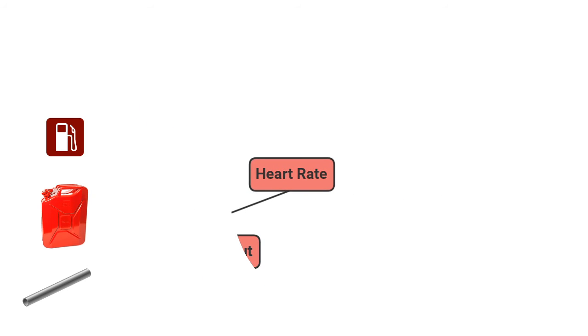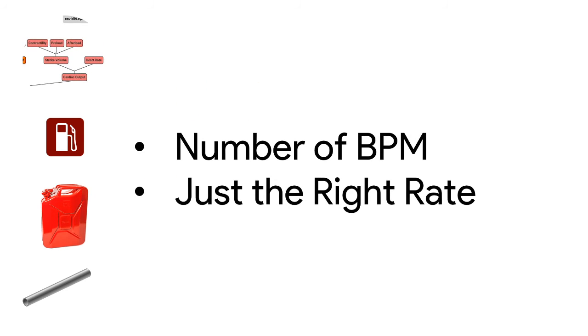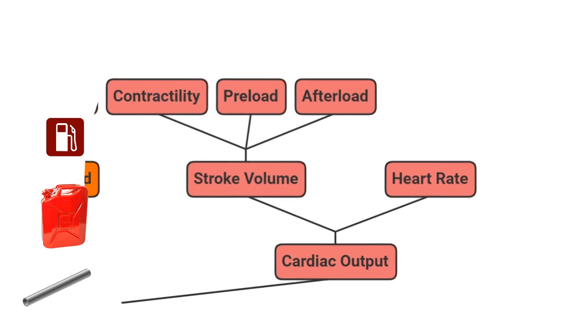The last component of cardiac output is the heart rate. The heart rate typically goes up in times of decreased stroke volume, and the body tries to find just the right rate to balance cardiac output.